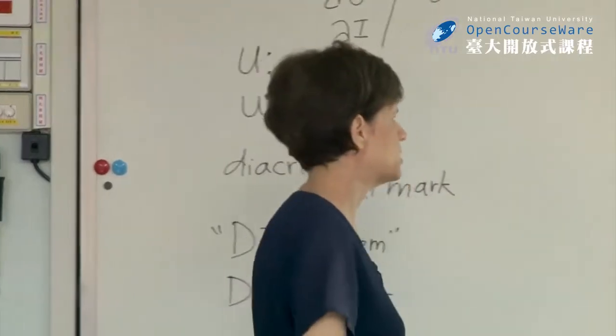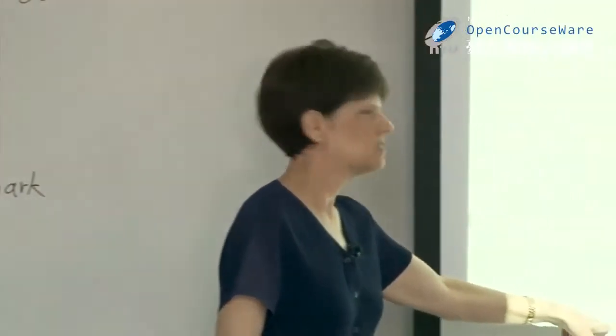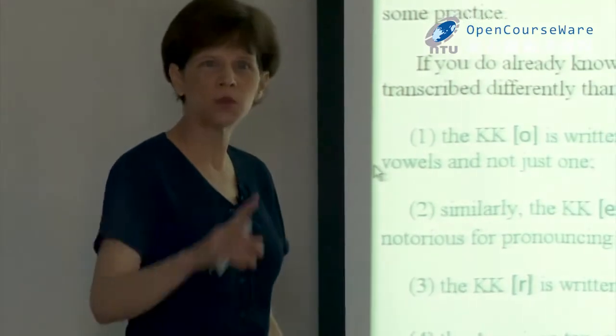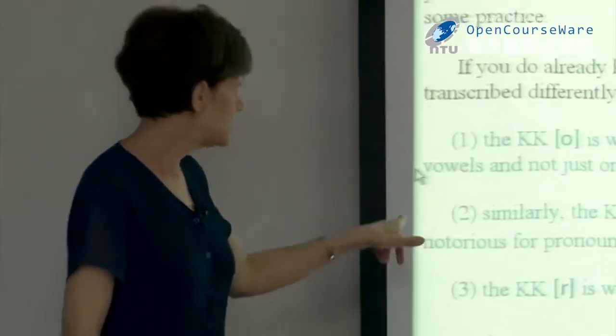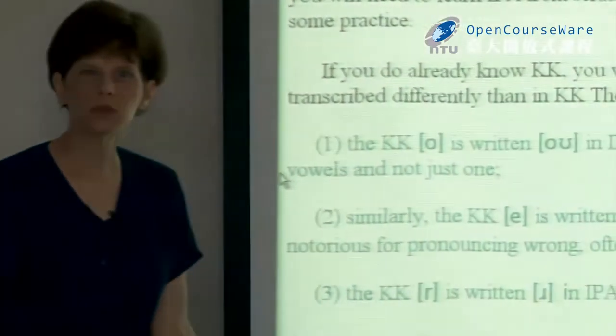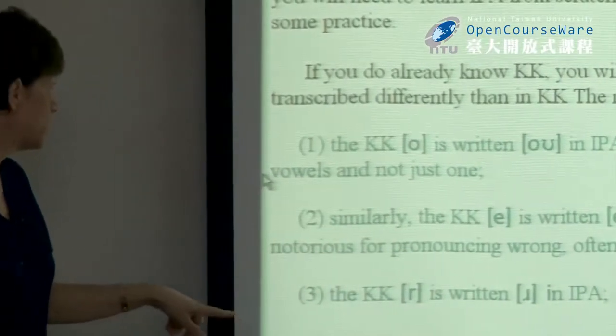All right, all of that explanation tells you that this is a trill. 普通的 R 是 R, 倒过来的 R 才是美式的 R. So that's the third change we need to watch out for.